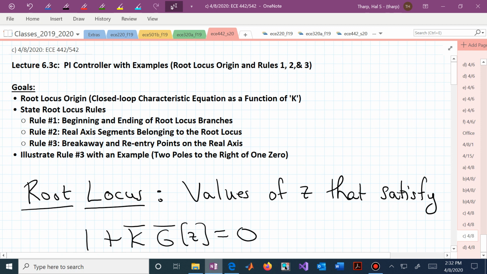442-542. In Part C of Lecture 6.3, 6.3 is PI controller with examples. We're learning a little bit about the PI control. In B, we learned the structure.